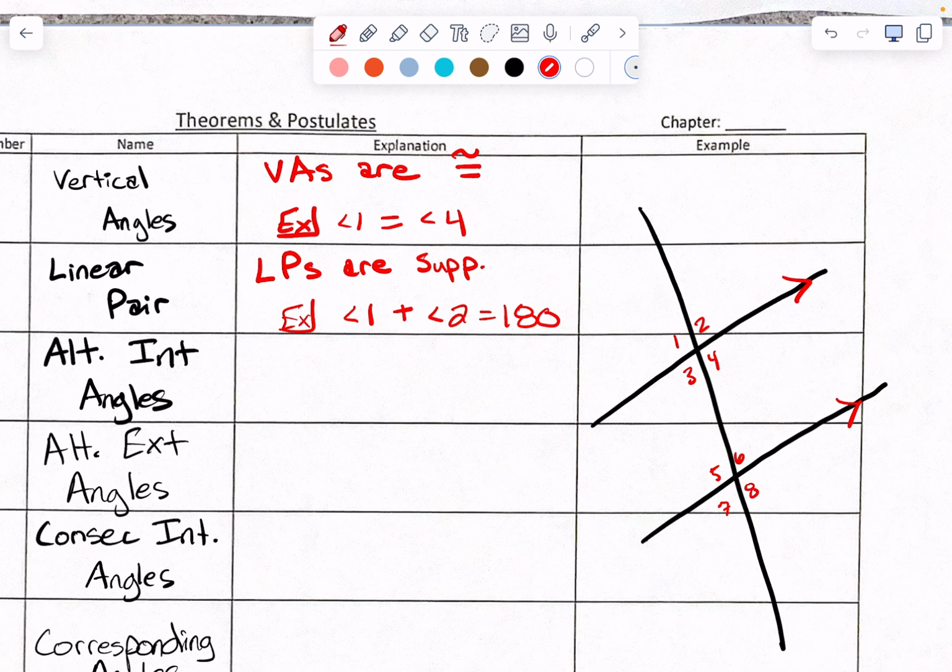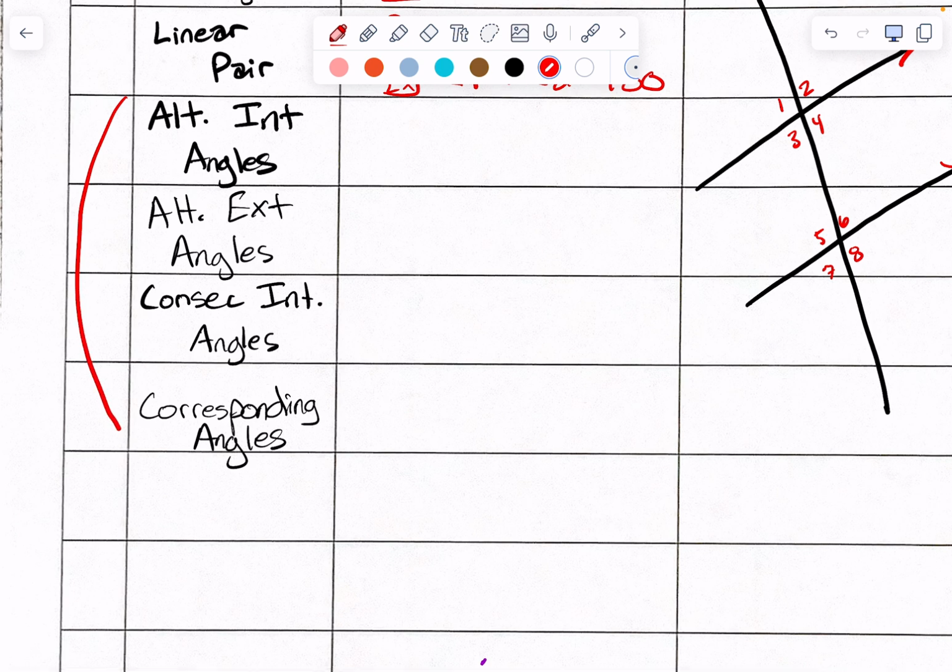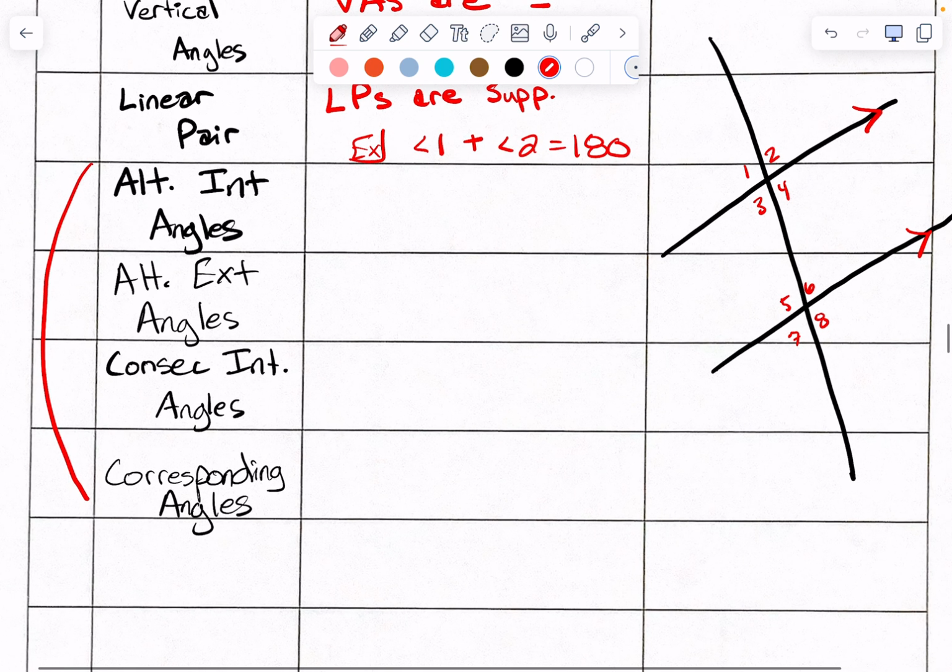Notice that vertical angles only deal with one intersection. We're not talking about this one and this one, right? We're only talking about one intersection. So these two lines don't even have to be parallel to talk about vertical angles and linear pairs, right? That is true no matter what, okay? Now, these ones are associated just with parallel lines, okay? So what we're about to write down is only true if I have two parallel lines and like 8 angles going on here, right? Okay?